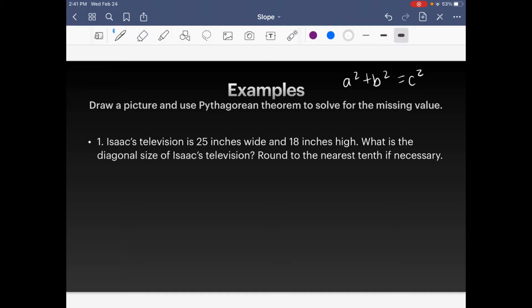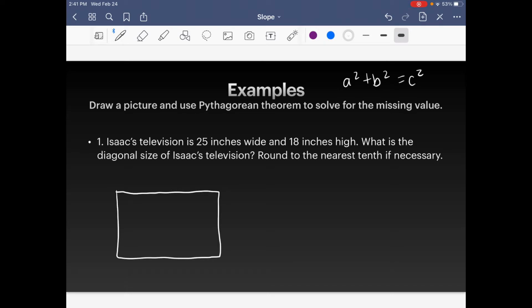So our first example says, Isaac's television is 25 inches wide and 18 inches high. What is the diagonal size of Isaac's television? Round to the nearest tenth if necessary. So the first thing we're going to do is draw a picture of Isaac's television because that's what we're talking about in the problem. And all televisions are a rectangle.